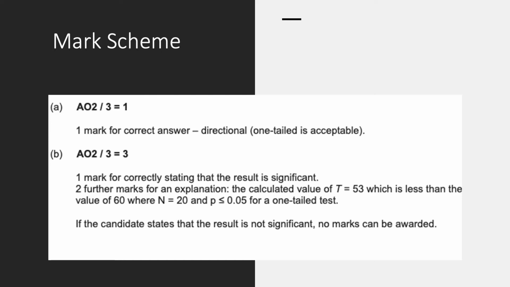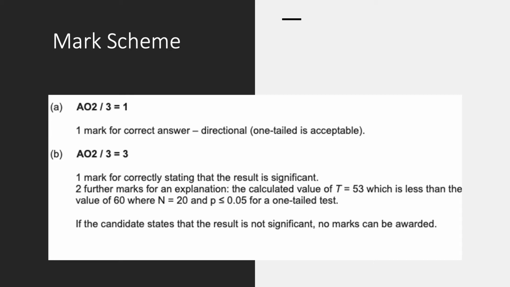For A, you get 1 mark if you said that it was directional, because the psychologist said that memory would be impaired with a restricted diet. So it told us which way the results were going to go, so therefore it's directional. And then for B, you get 1 mark for correctly stating that the result is significant. And the 2 extra marks is for your explanation.